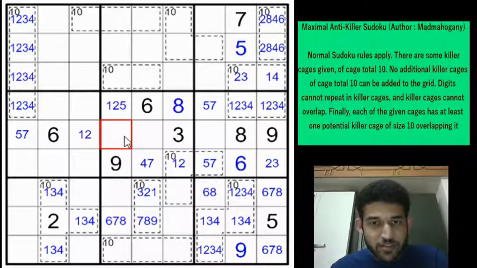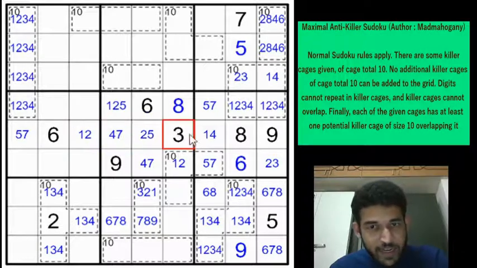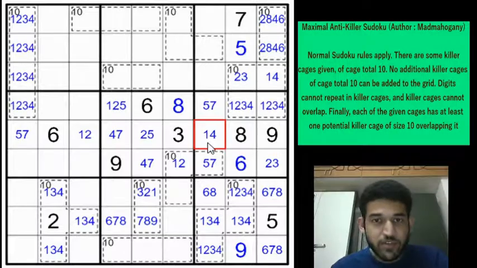That is really good. We'll retrace the steps back. This is going to be 2 or a 5 and this is going to be 1 or a 4. This is absolutely beautiful. So we eliminate the 5, 7 because we got a killer cage with 4 cells which is adding up to 10, which is not overlapping with any of the given killer cages. So, which is not possible.